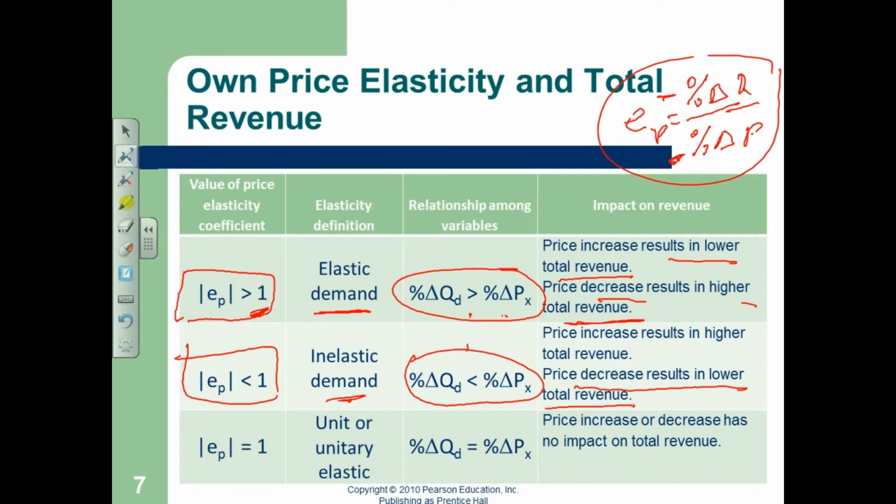And finally, in the special case when you're dealing with elasticity equal to 1, which is unitary elastic, the numerator and denominator in this formula would be equal to each other. That's why you come up with 1. And in that case, fluctuation in price, whether you increase the price or reduce the price, does not impact your revenue.